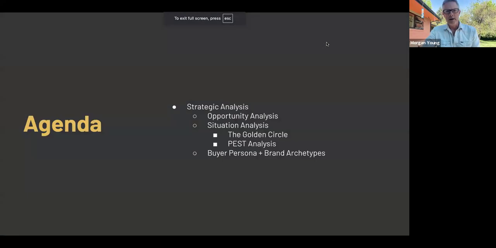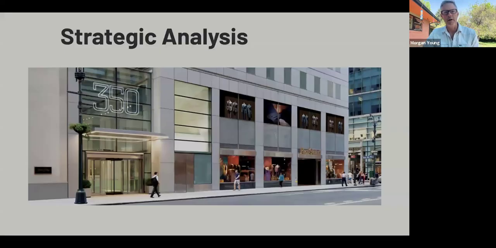All right. So, again, we're going to talk about opportunity analysis, situation analysis, which is going to get us into Simon Sinek's golden circle, and I'll explain that in a bit. And we will talk about a PEST analysis, which is part of a situation analysis. Situation analysis is also known as a 5C analysis. And then I'm going to finish up by talking about buyer personas, and we're going to skip the data-driven part of buyer personas, and we'll get into brand archetypes.